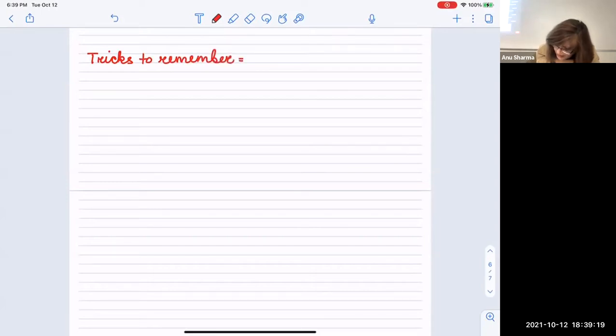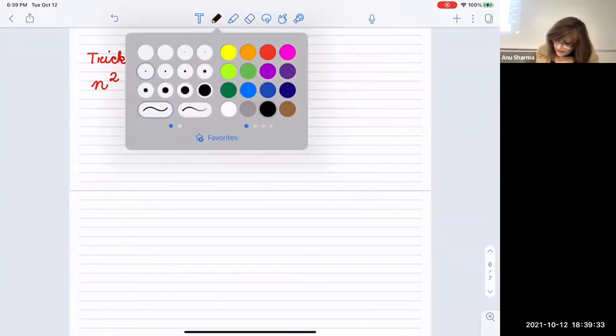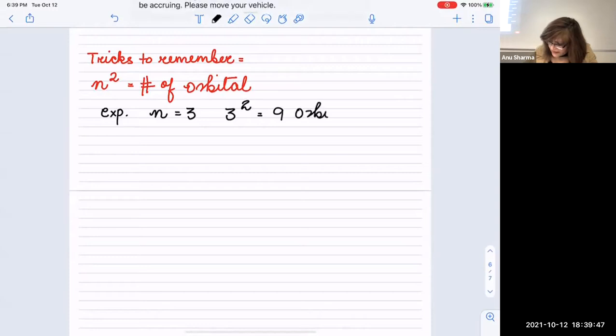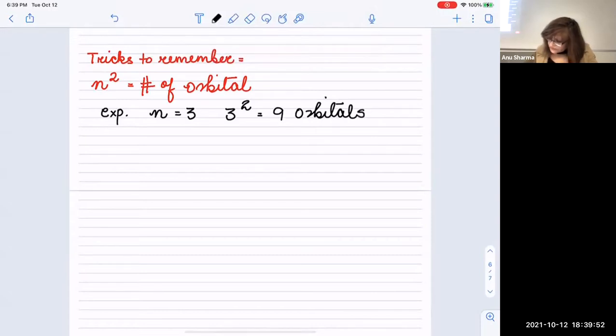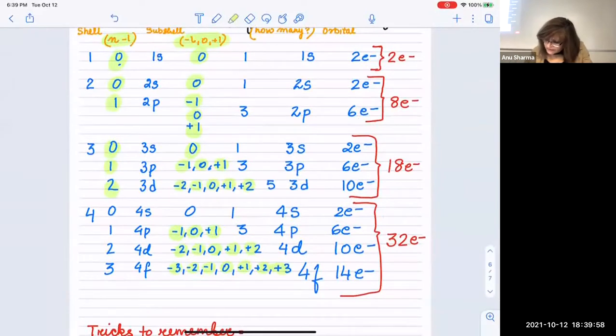Now I'll tell you what. n square is equal to the total number of orbitals. Here's an example. If the value of n is equal to 3, what is 3 square? 3 3s are 9, and there are 9 orbitals. Okay, where are these 9 orbitals? If you look at the value of 3, where are those 9 orbitals?